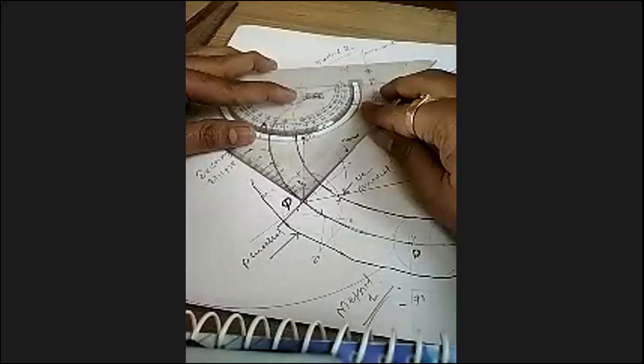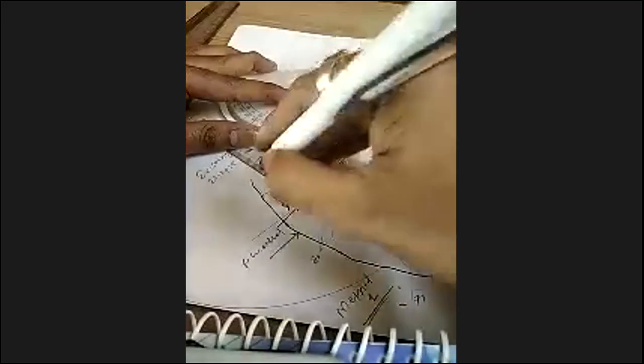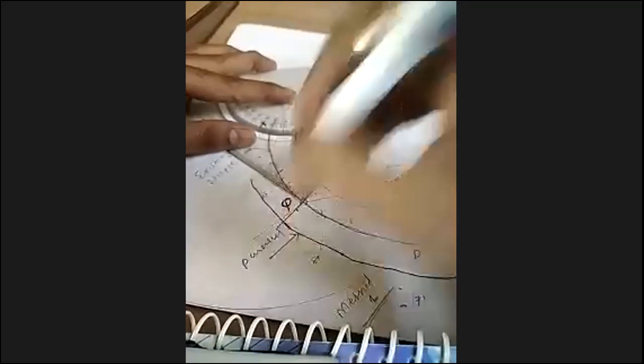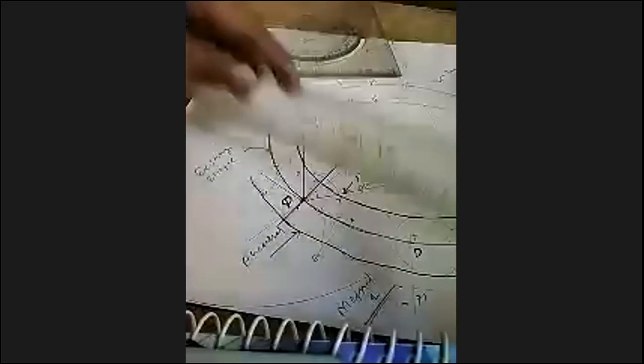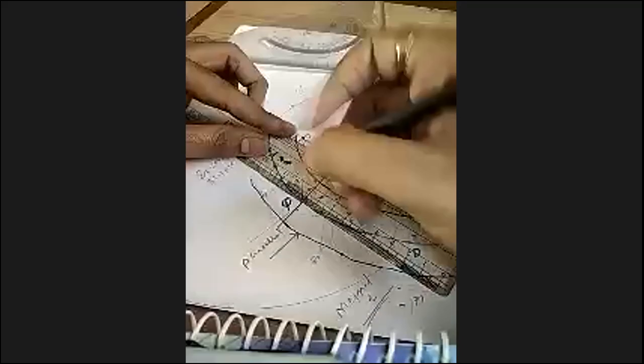So that, see here, got it? How easily with the set square? Set square and scale you should be having, though you are chemical people.